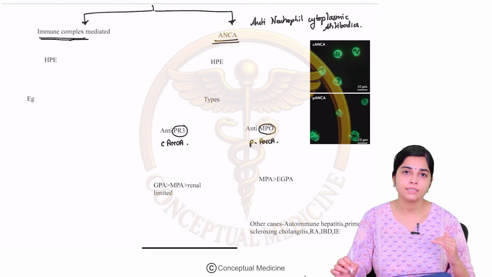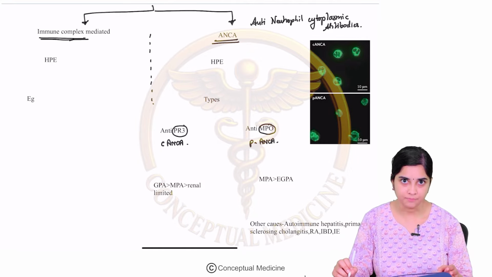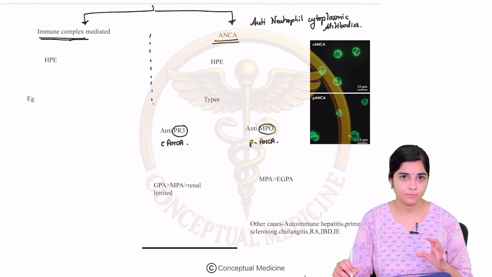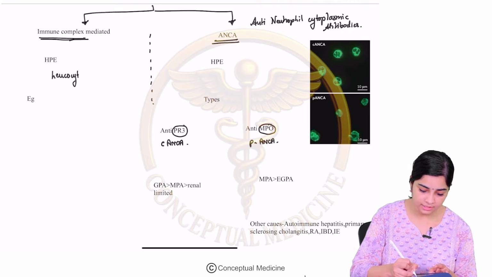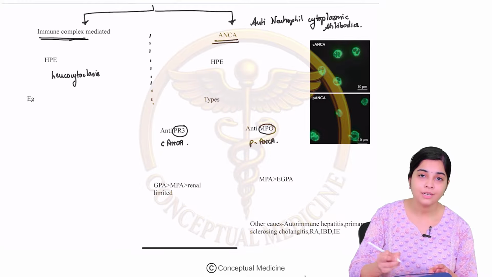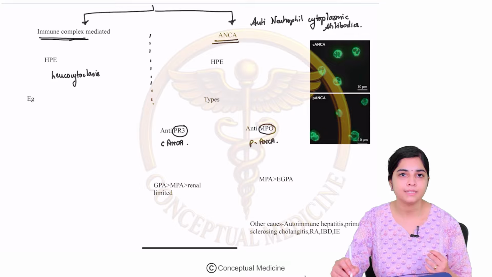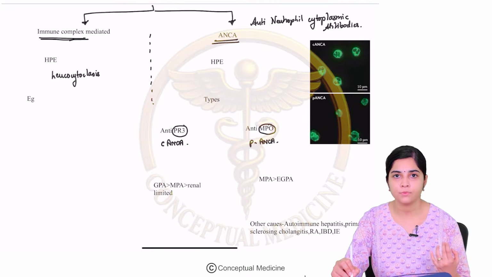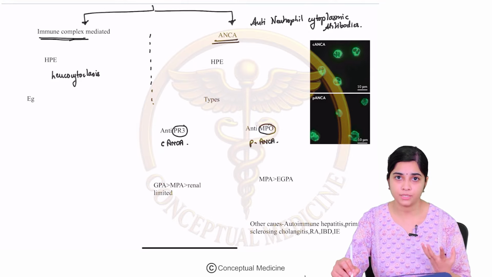How are these two different on histopathological examination? When you take your vessels, immune complex mediated vasculitis shows evidence of leukocytoclasis. We had discussed this in the basics of approach to vasculitis as well. Leukocytoclasis means there is abnormal NETosis, the neutrophil extracellular traps, and the neutrophils themselves burst open and are degraded. So there is a leukocytoclastic vasculitis.